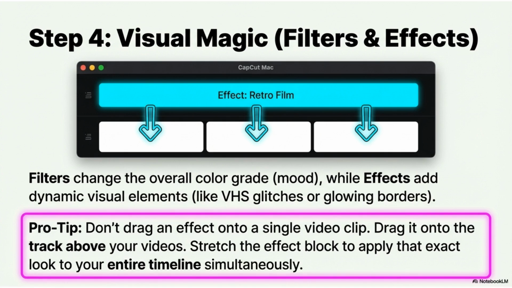Step 4. Visual magic, filters and effects. Step 4 is all about visual magic, using filters and effects. Filters change the overall color grade and mood, while effects add dynamic visual elements, like VHS glitches or glowing borders. Here is an important pro tip. Don't drag an effect onto a single video clip.